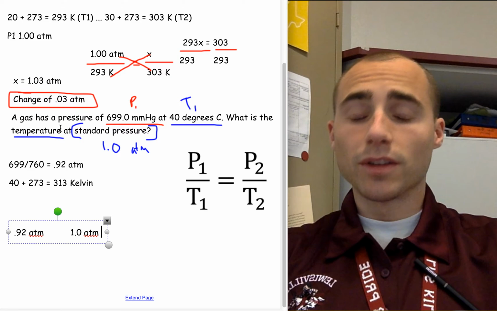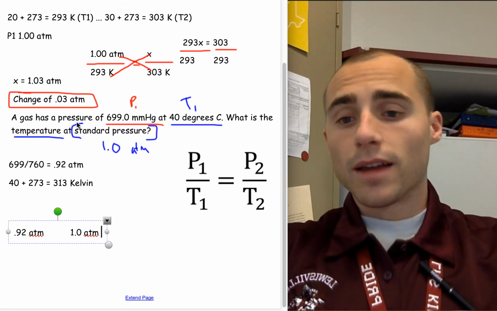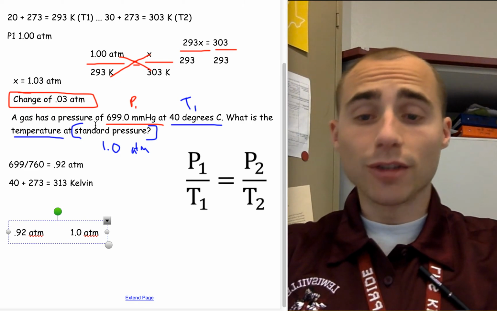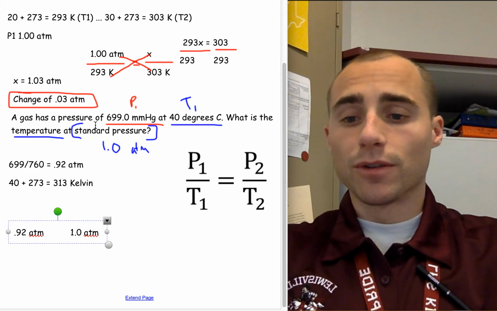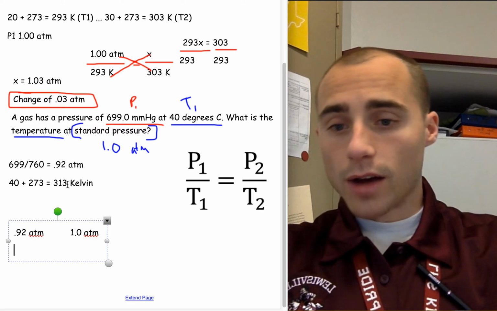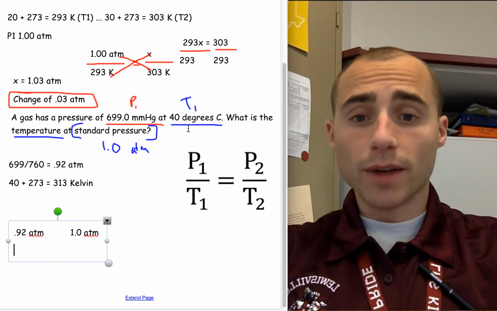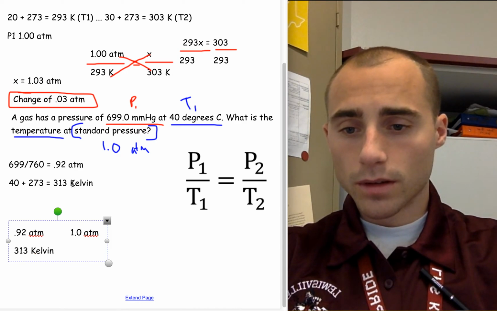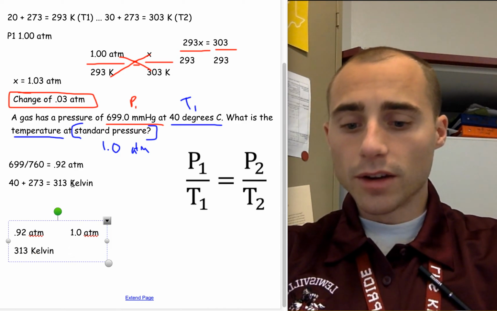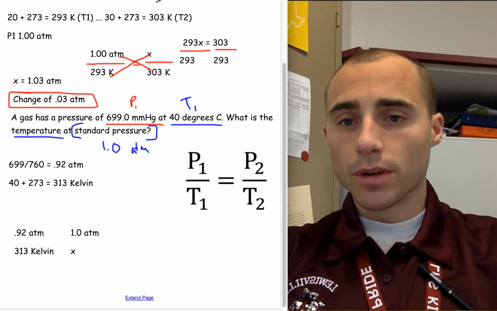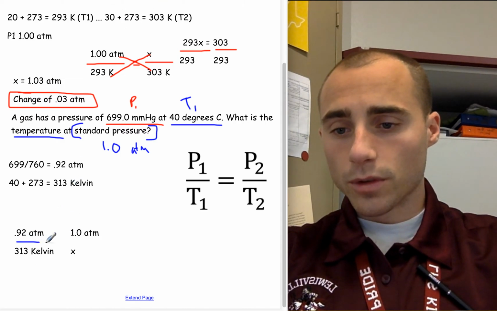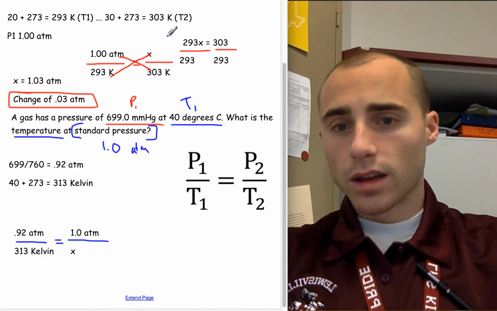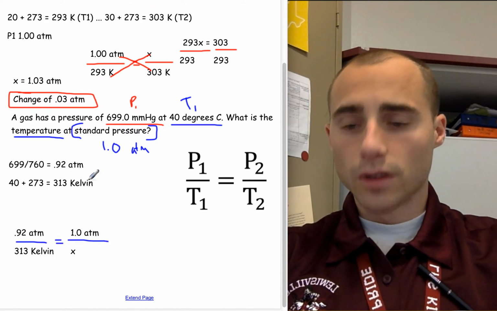Got that from here. It says, what is the temperature? So we're solving for temperature, and we're solving for it at standard pressure. You remember from our previous video that standard pressure is 1 atmosphere. Now, our T1 we identified right here, 40 degrees Celsius or 313 Kelvin. And then we do not know our temperature 2. That is what we are solving for. So we will set that up just like that, and then we will cross multiply and we will solve.